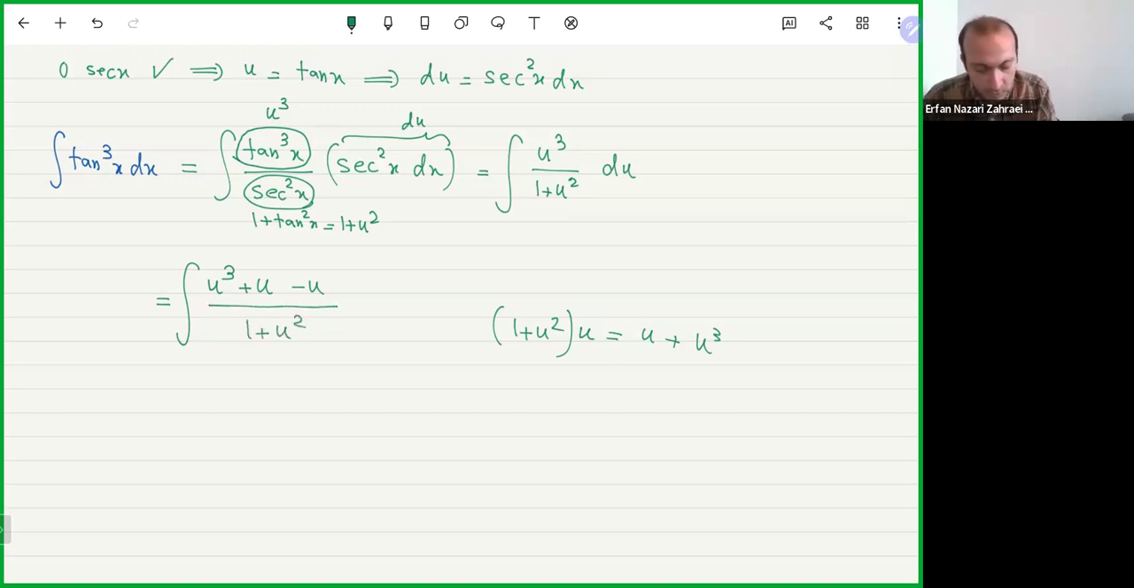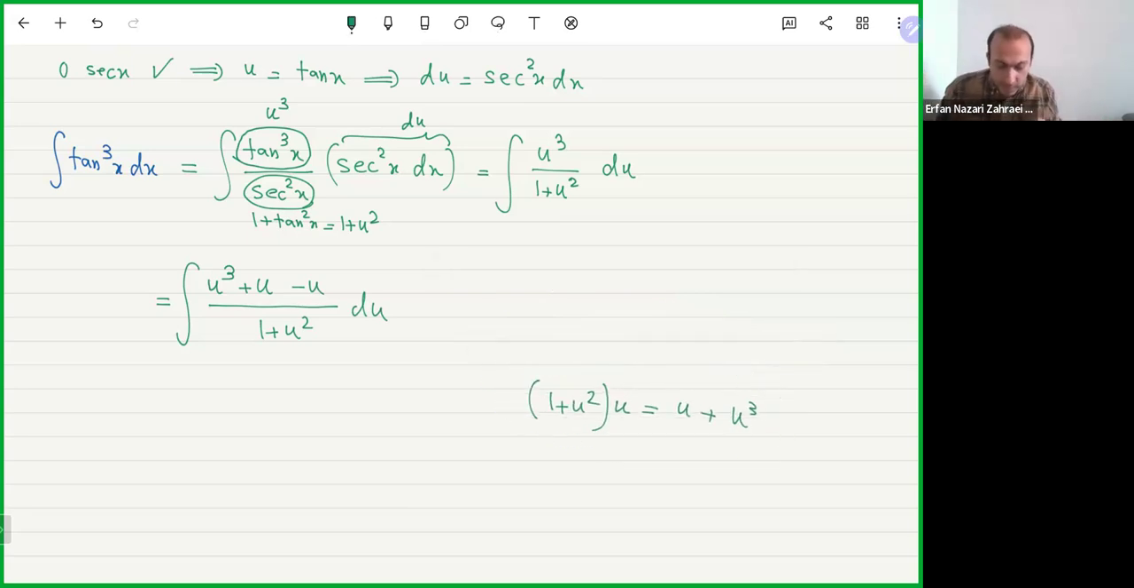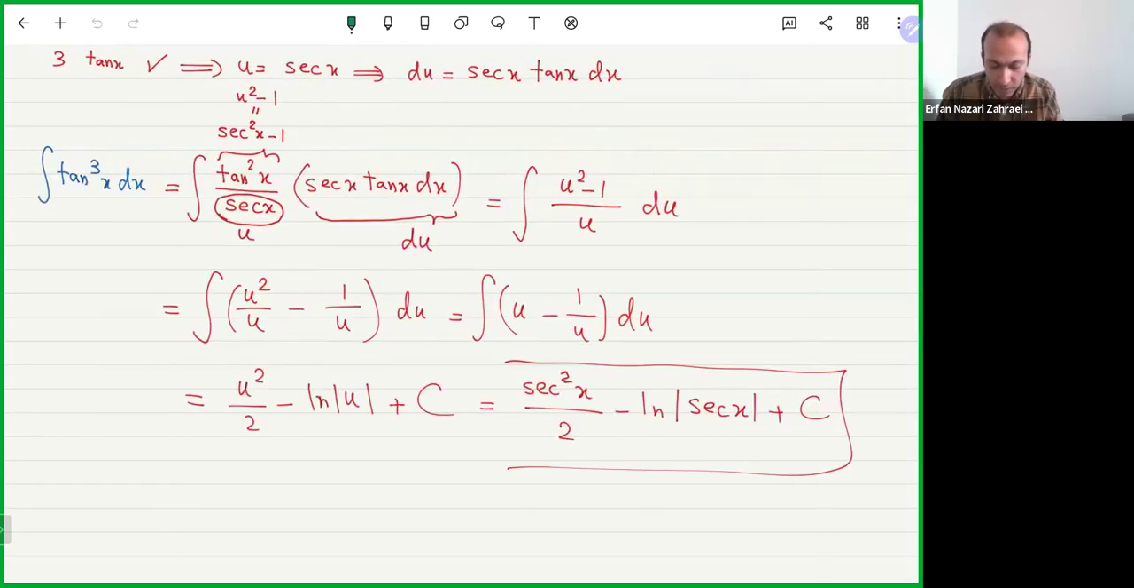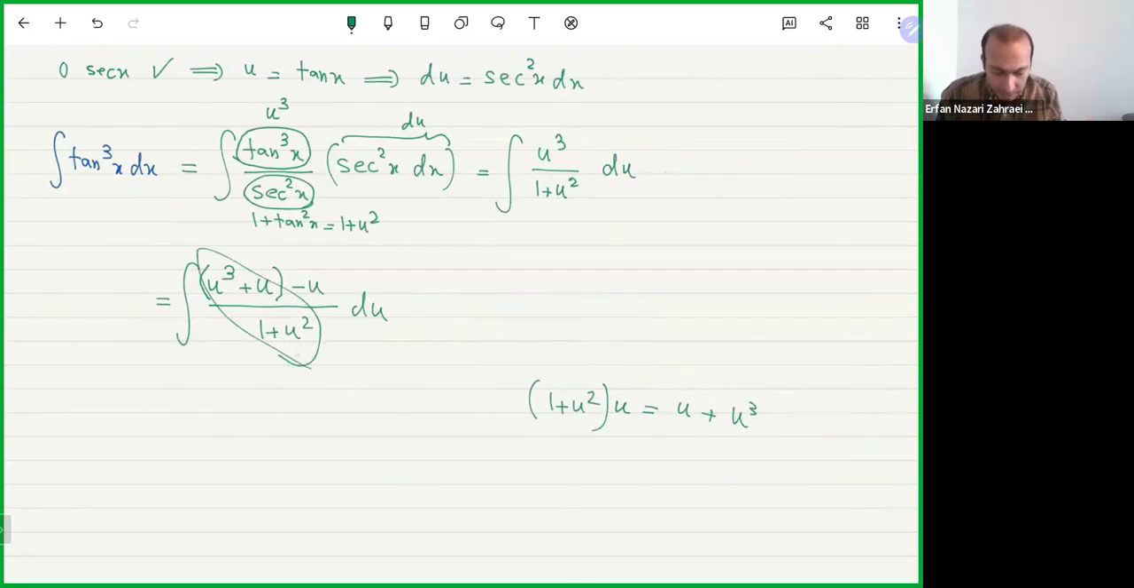Over 1 plus u squared, or if you like, u squared plus 1. I would prefer 1 plus u squared. So now it should be clear. I created this package to be a multiple of the denominator. Why? Because I wanted to use the same trick as the previous question, that I separated terms such that I get simpler things. I need to separate these terms as two separate integrals.